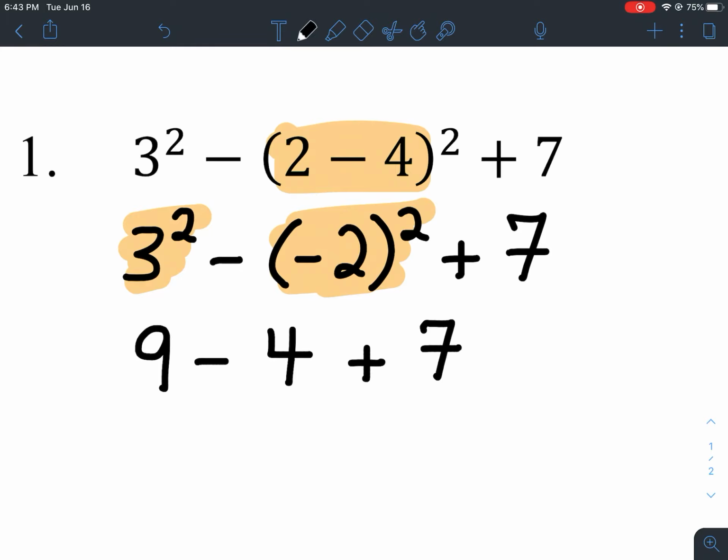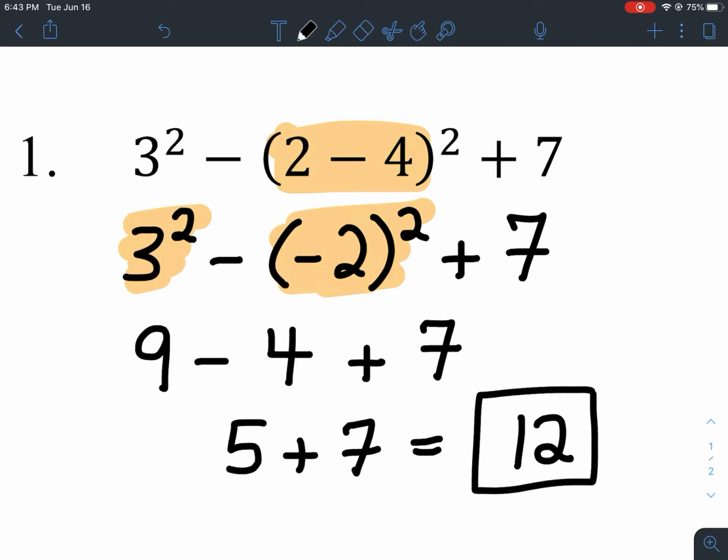And now we see the only things that we have left here are subtraction and addition. Whenever you have subtraction and addition in the order of operations, those are equal to each other, so we're going to work from left to right. So 9 minus 4 is 5, and 5 plus 7 would equal 12. So fully simplified, this is 12.